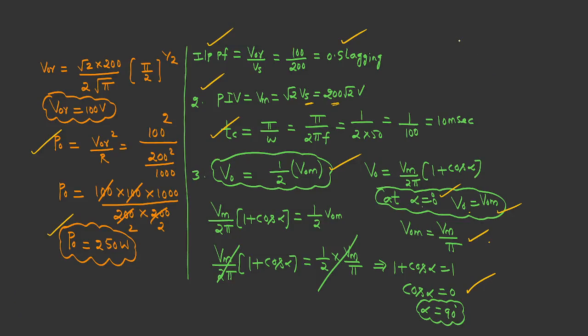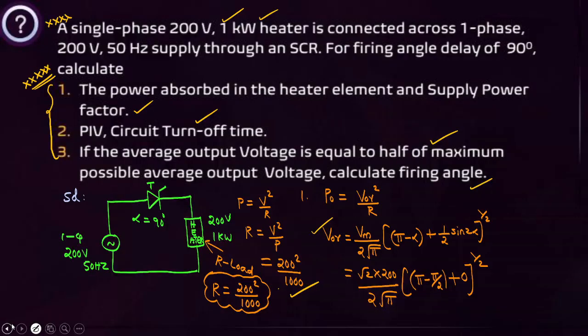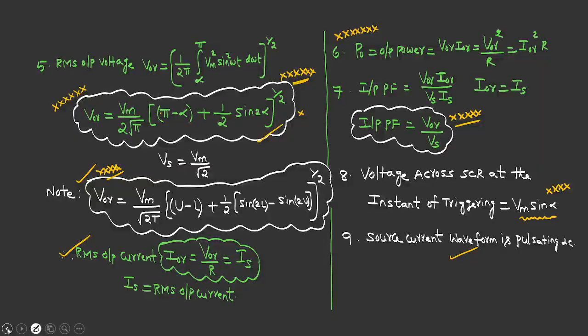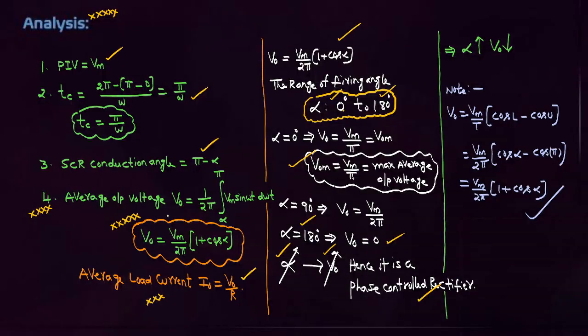One method is by giving the firing angle, you have to calculate the average output. By giving the average output voltage, you have to calculate the firing angle. These two models are important ones that you have to concentrate on. In a single phase half wave controlled rectifier, what is the average output voltage? Very important formula: V naught equals Vm by 2 pi into (1 plus cos alpha).